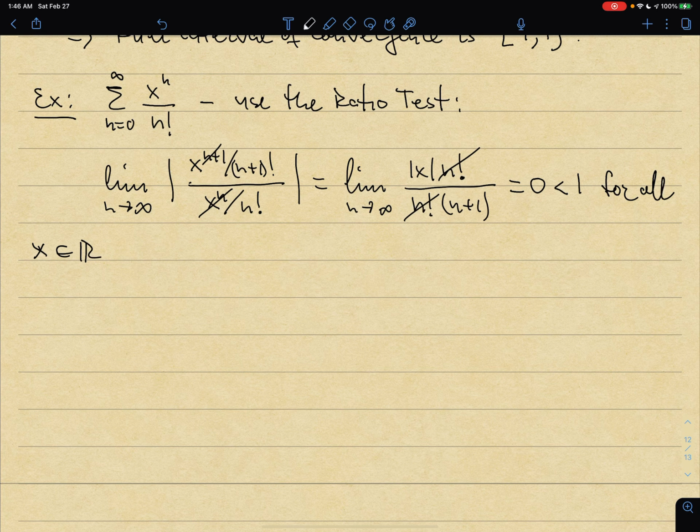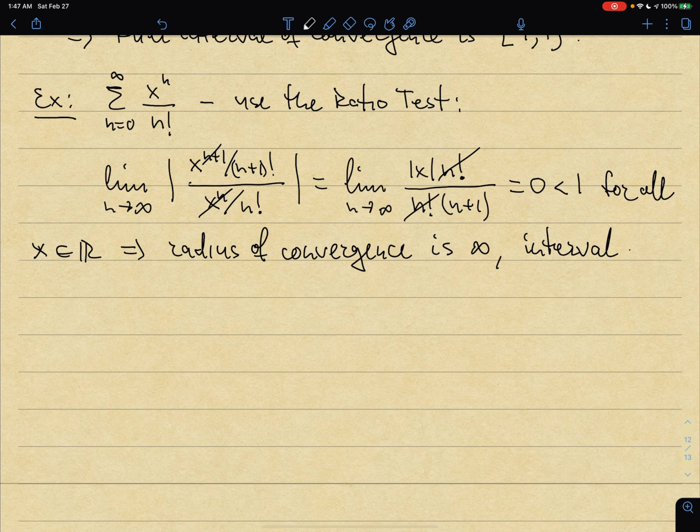in R. So therefore, the radius of convergence is infinity, and the interval of convergence is the entire real line.